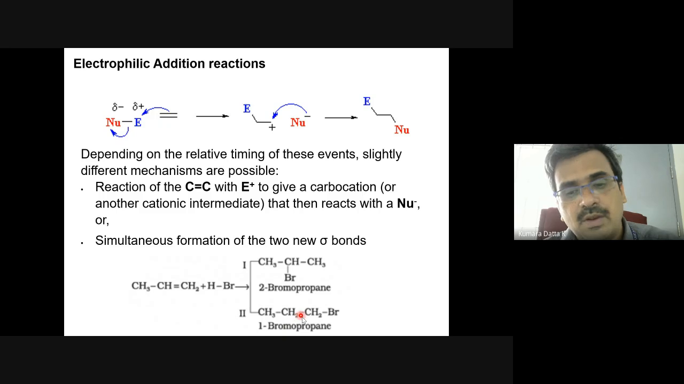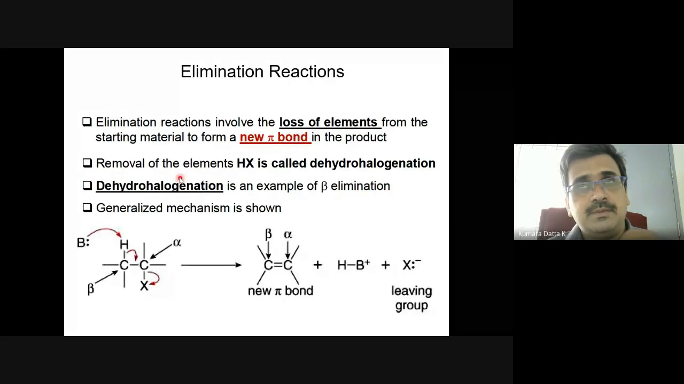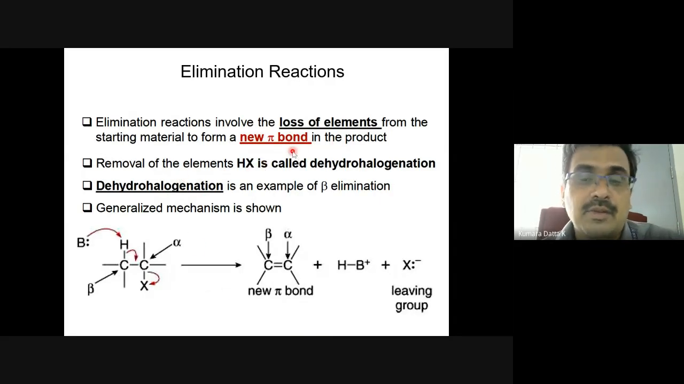Now we are going from bromopropane to propene by eliminating bromine from here and hydrogen from here. Remove them, and we get propene. Especially, removal of elements to form pi bonds, particularly dehydrohalogenations, means removal of hydrogen and removal of halogen. So you can see hydrogen and halogen are attached to a carbon.